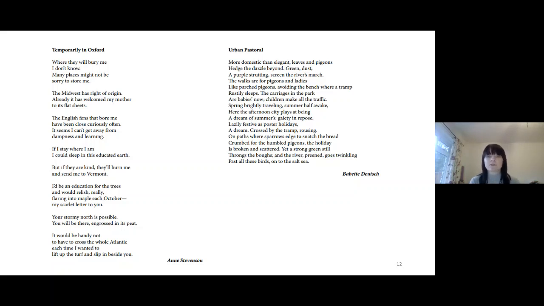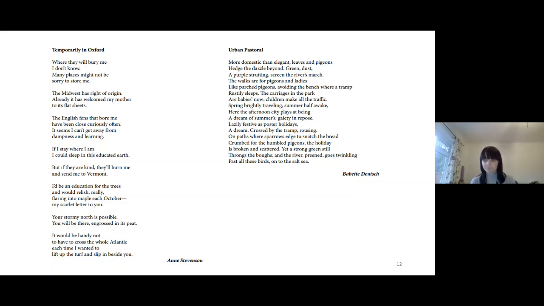Lazily festive as post the holidays, a dream. Crossed by the tramp, browsing. On paths where sparrows edge to snatch the breadcrumb for the humble pigeons, the holiday is broken and scattered. Yet a strong green still throngs the boughs, and the river, preened, goes twinkling past all these birds, on to the salt sea.